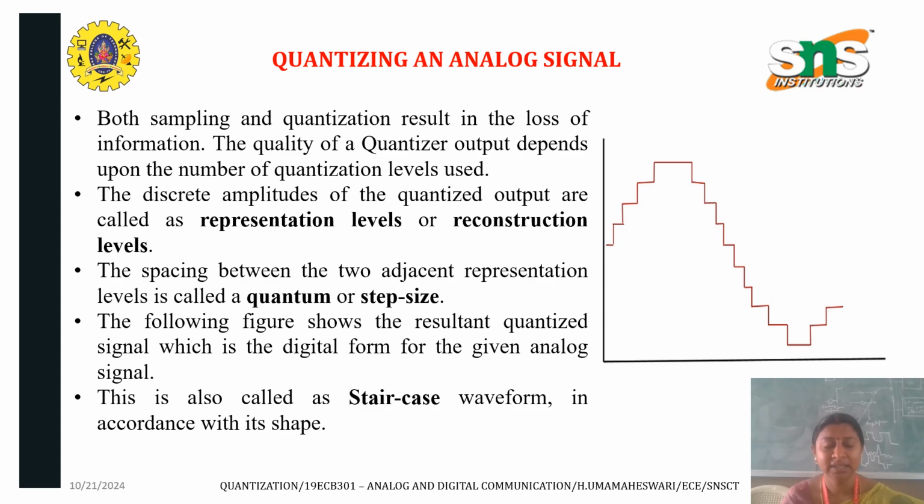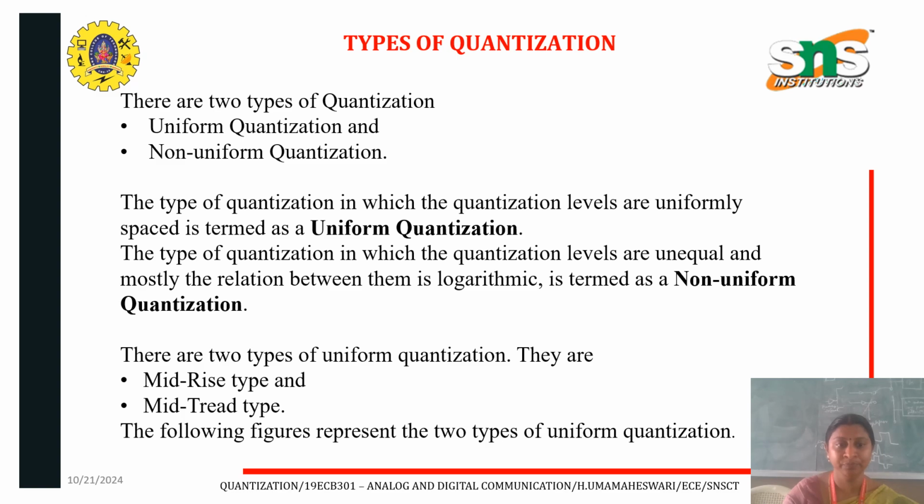So both sampling and quantization result in the loss of information. The quality of a quantizer output depends upon the number of quantization levels used. The discrete amplitudes of the quantized output are called the representation levels or the reconstruction levels. The spacing between two adjacent representation levels is called a quantum or a step size. This figure shows the resultant quantized signal, which is the digital form of the given analog signal. This is also called the staircase waveform in accordance with its shape.